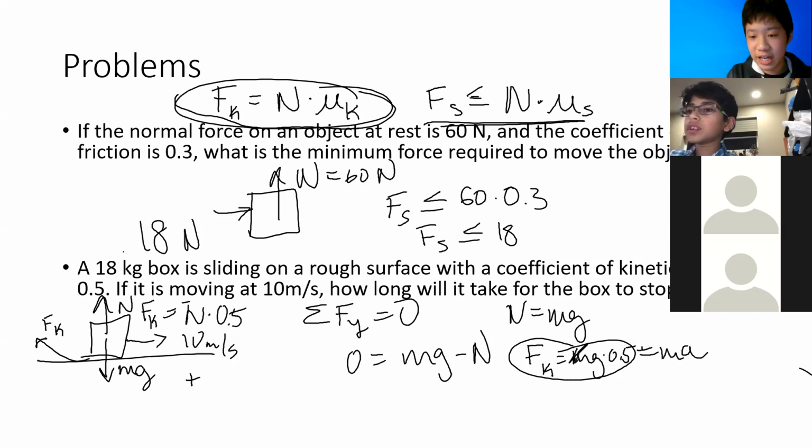Since we have m on both sides, we can cancel those. So our a is just 0.5 times gravity. That's my acceleration of the box, the acceleration that's stopping the box. If we calculate that, it is 4.9 meters a second squared.